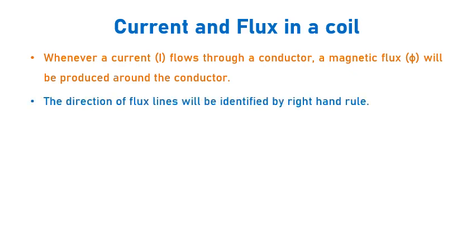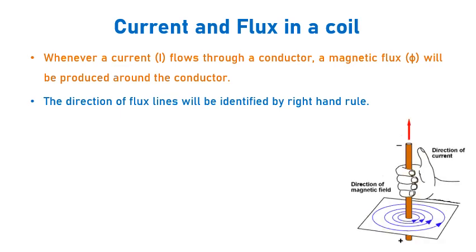Now the direction of flux lines around the conductor will be identified by using the right hand rule. So consider you are holding a current carrying conductor such that your thumb is pointing towards the direction of current. Here assume that the current is flowing in upward direction. So your thumb is pointing towards the current.